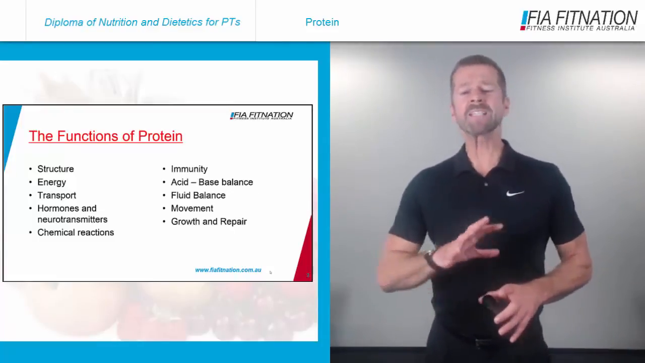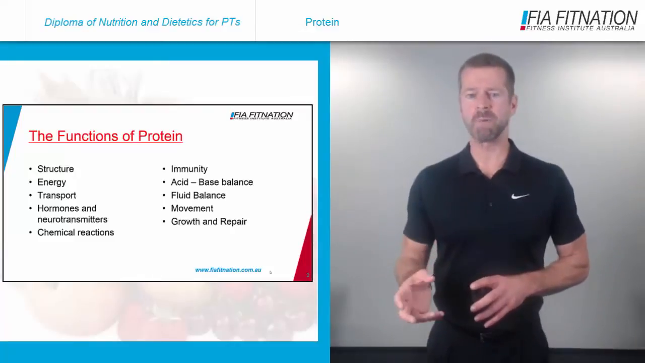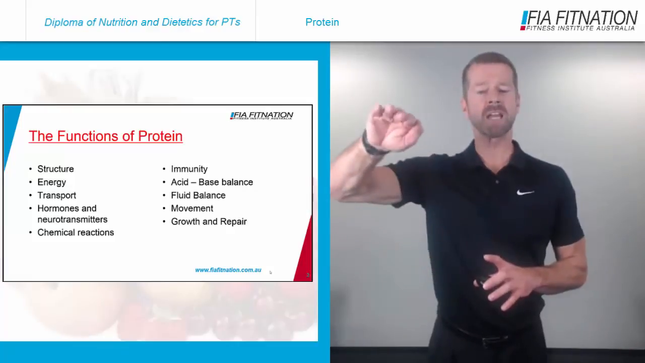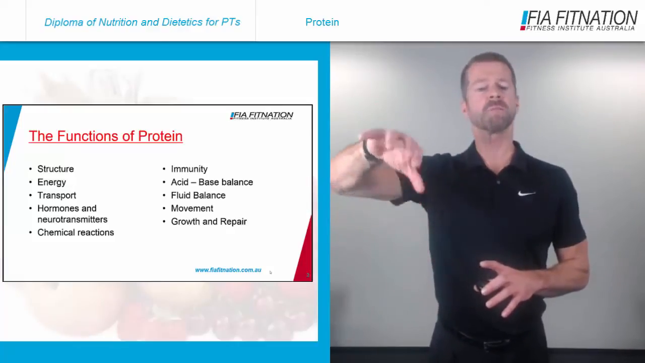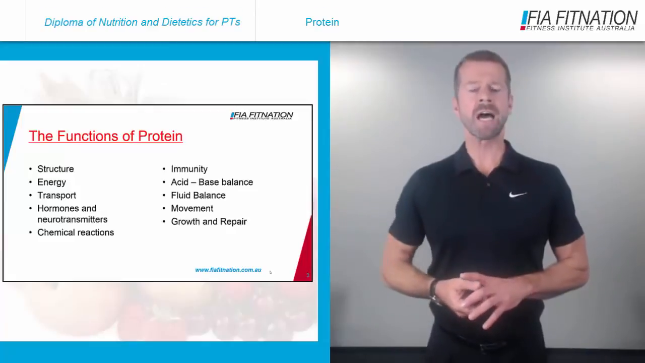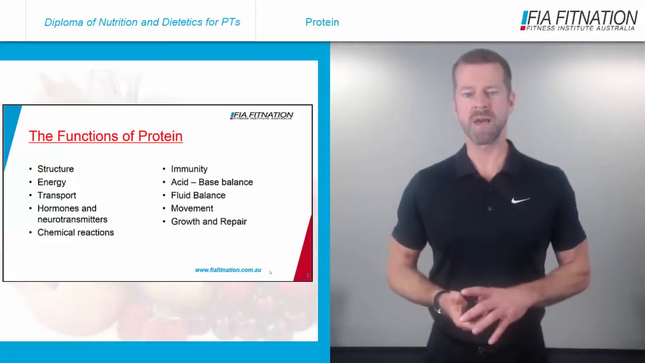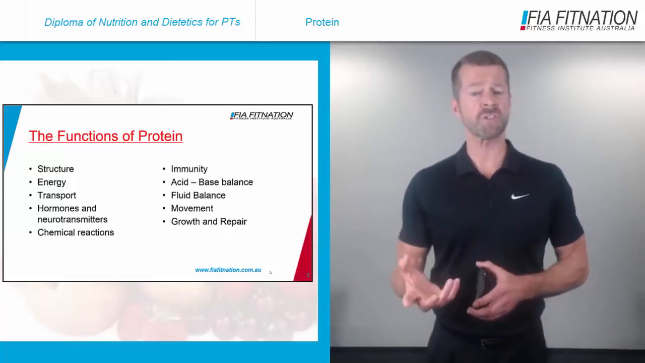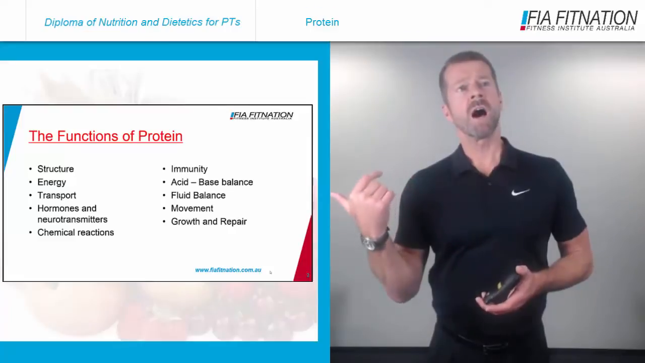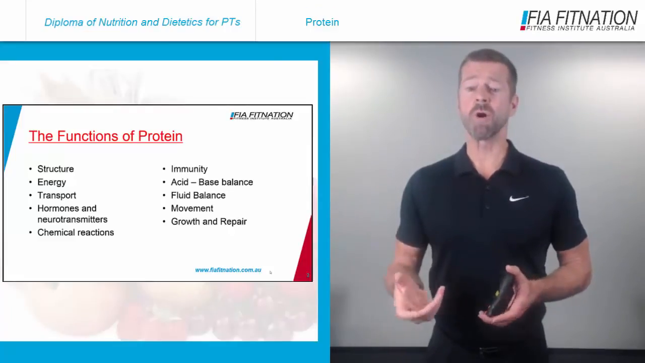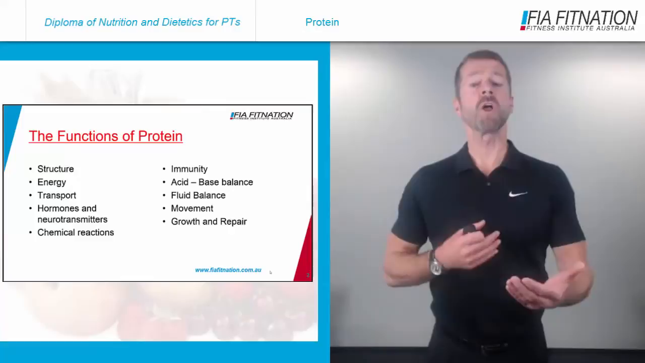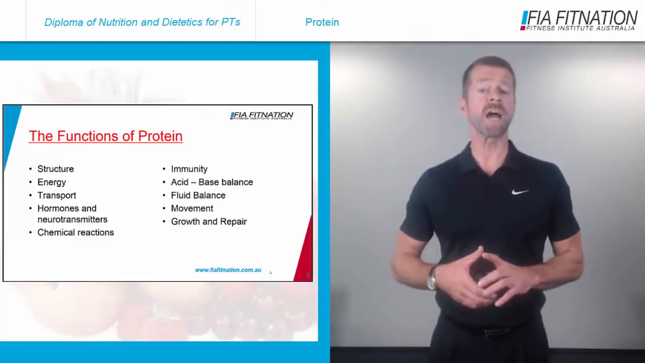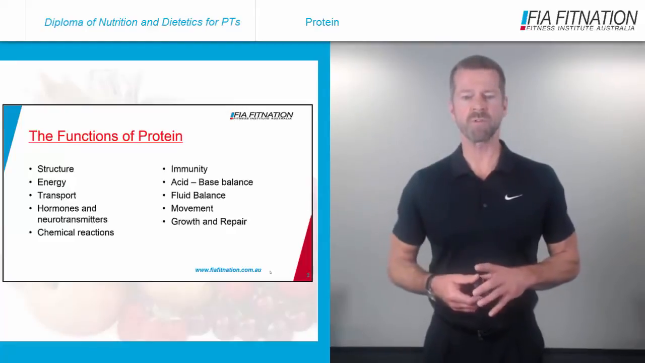So the acid-base balance is largely regulated by hemoglobin. And again, we talked about hemoglobin previously. So that can actually regulate whether the blood becomes more acid or more alkaline. And again, obviously hemoglobin is primarily made of protein. Fluid balance: a lot of the hormones that regulate fluid balance, like aldosterone and antidiuretic hormone, regulate the flow of liquid in and out of cells. So fluid balance is really controlled largely by protein and the hormones that are actually made from those proteins.